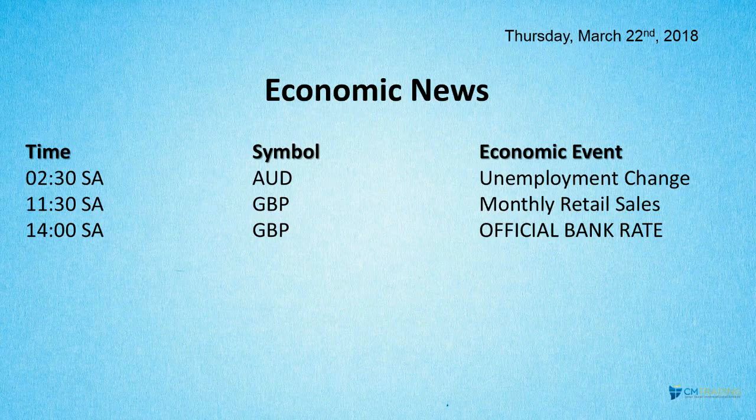Today is March 22nd, 2018, and today is Thursday morning. Looking at the economic events of the day, earlier this morning we had unemployment change coming out of Australia. We'll take a look at the Aussie dollar in just a moment. But later today, starting at 11:30, coming out of the United Kingdom, monthly retail sales. That's not such an important number, but if there are any surprises, you do want to know that it is coming out. More importantly, at 2 o'clock South African time, the official bank rate is coming out of Great Britain. That's a very important number. We'll take a look at the GBP/USD in just a moment.